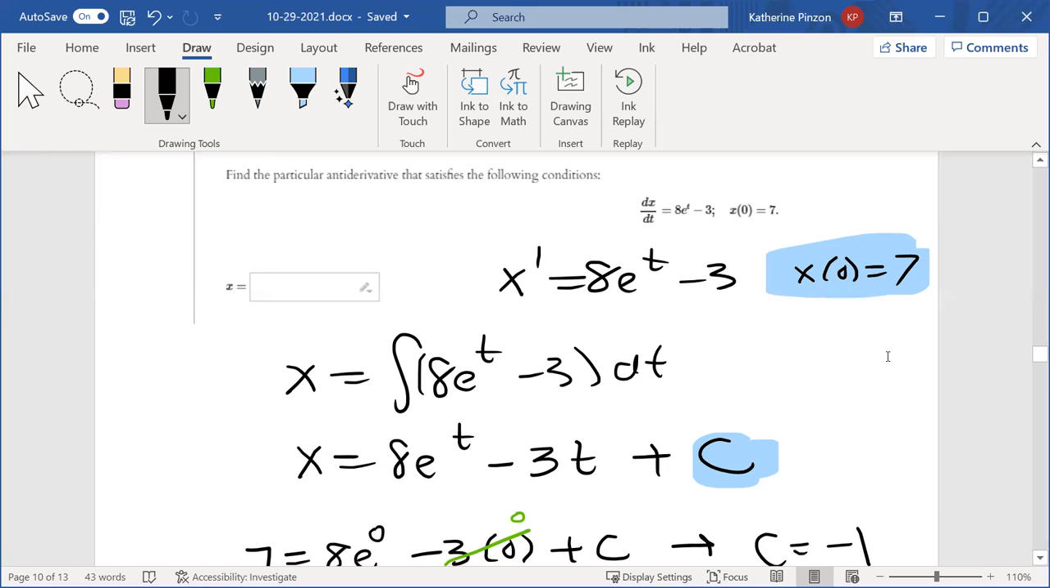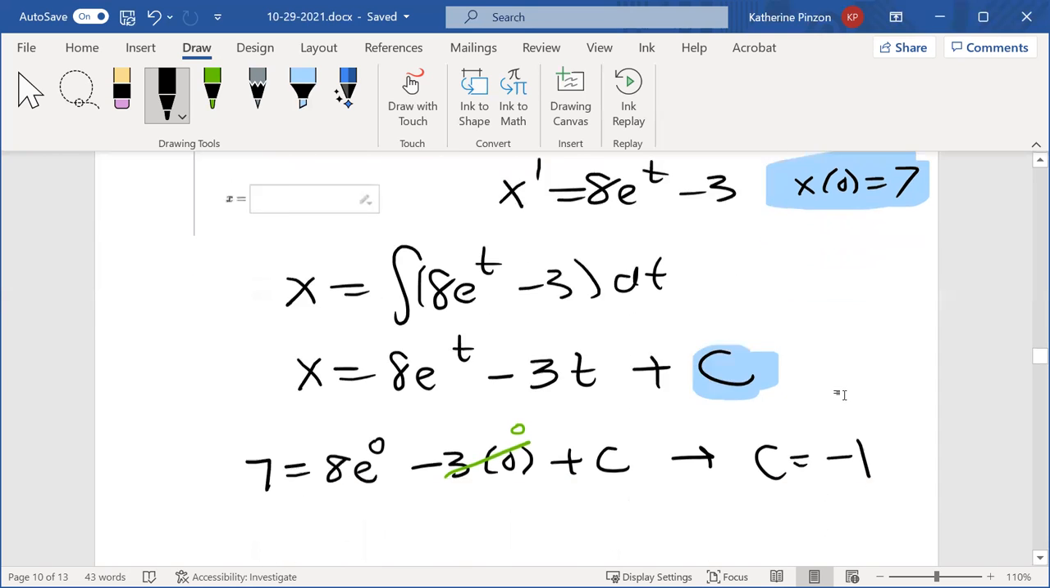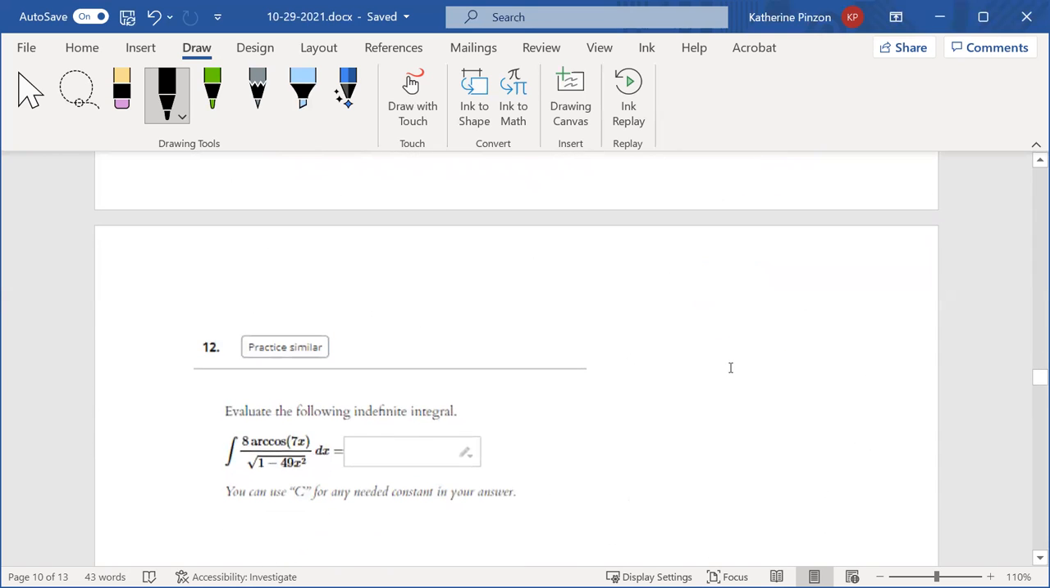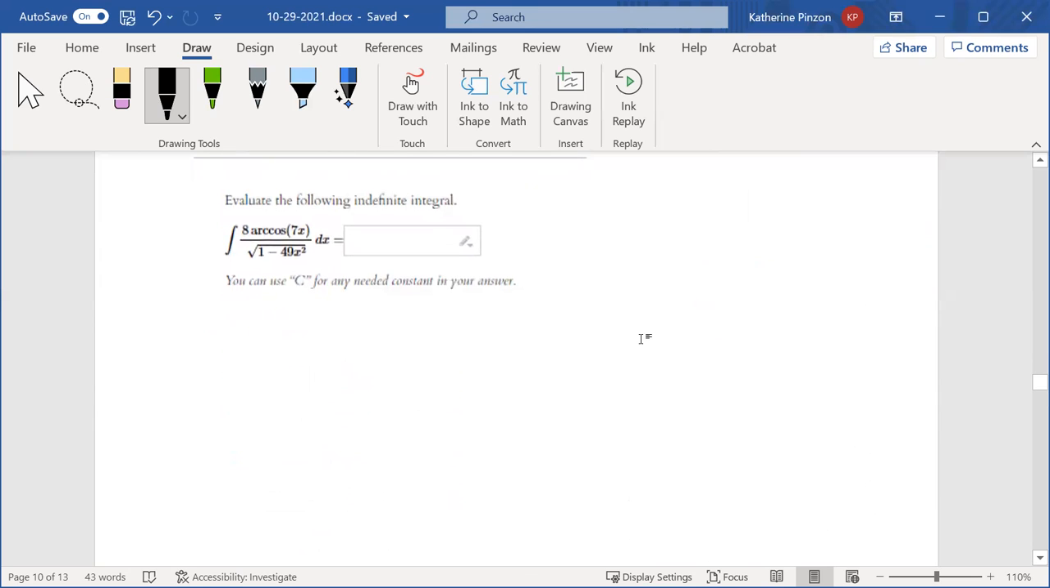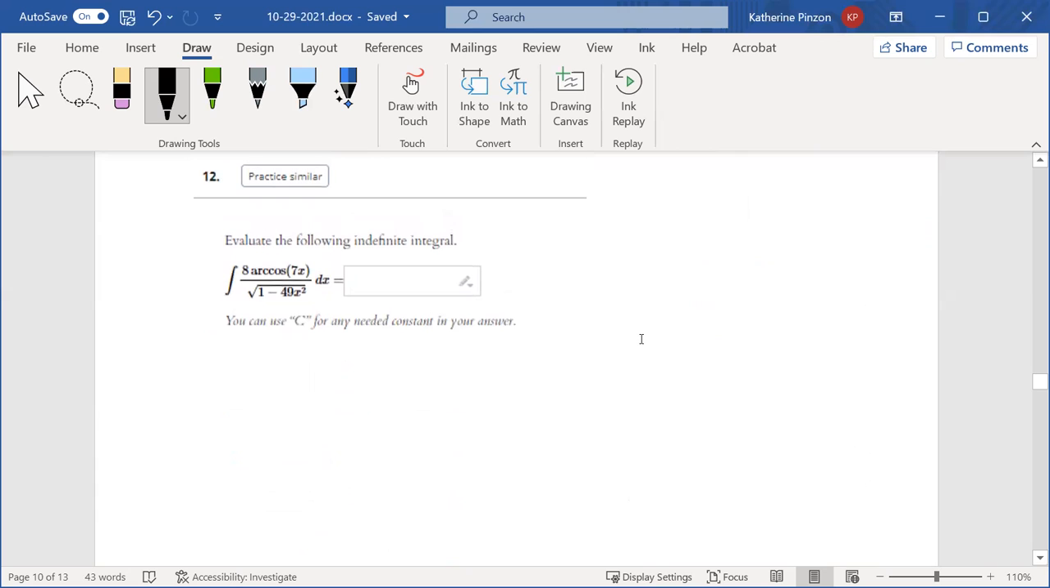Okay. Just the whole thing is just bad. This is 12.